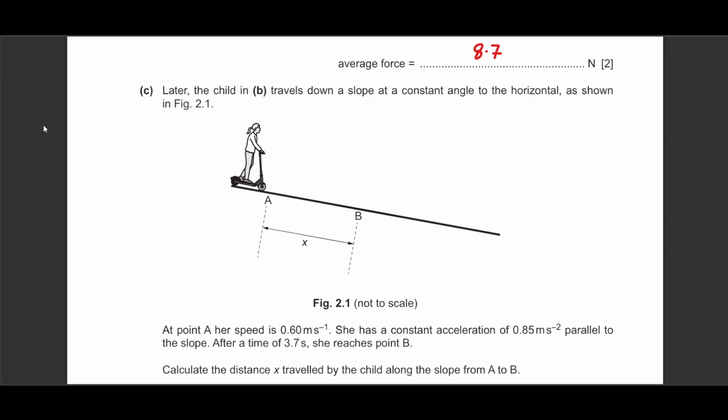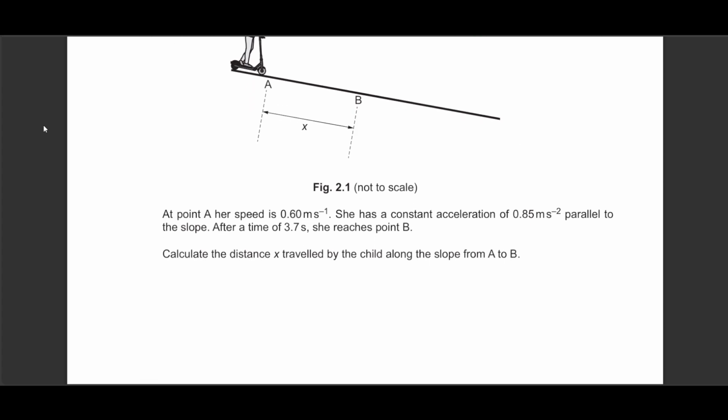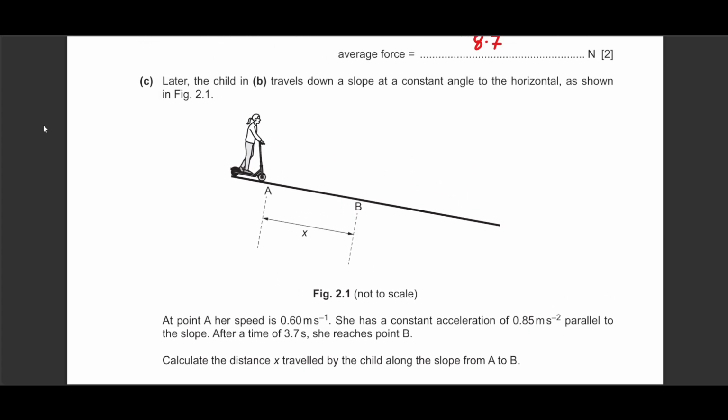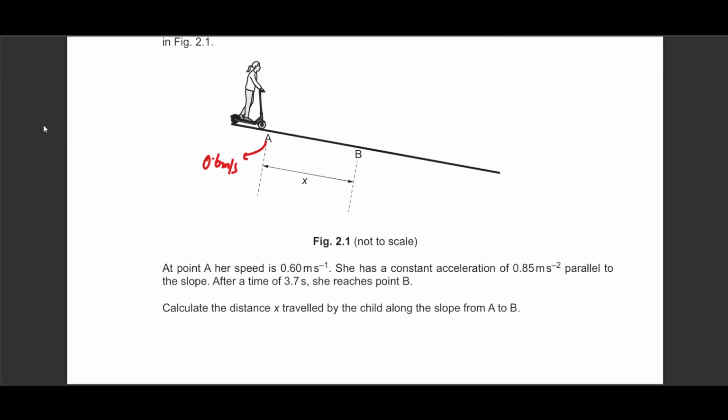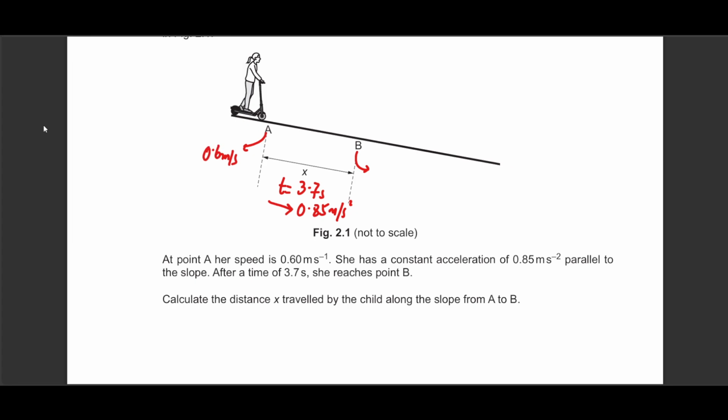Later, the child travels down the slope at a constant angle to the horizontal as shown. At point A, her speed is 0.6 meters per second. She reaches point B with an acceleration of 0.85, and the time taken to go from A to B is 3.7 seconds. The acceleration in this direction is 0.85 meters per second squared. I just like to write the data on the diagram. You could choose another method to do this, it's up to you.